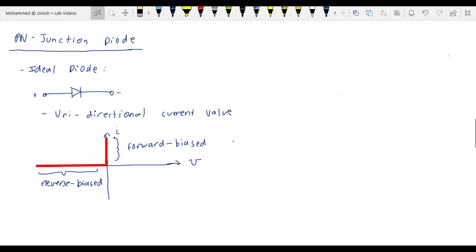If a negative voltage relative to the reference direction of the diode is applied to the ideal diode, no current flows and the diode behaves as an open circuit. When a negative voltage is applied to the diode, we say that the diode is reverse biased. On the other hand, if a positive current, again relative to the reference direction of the diode, is applied to the ideal diode, 0 voltage drop appears across the terminals of the diode. In other words, the diode behaves as a short circuit in the forward direction, and it will pass any current with 0 voltage drop. And when this happens, we say that the diode is forward biased.